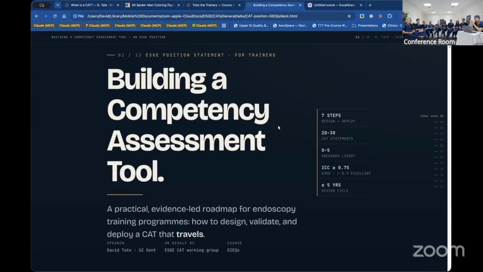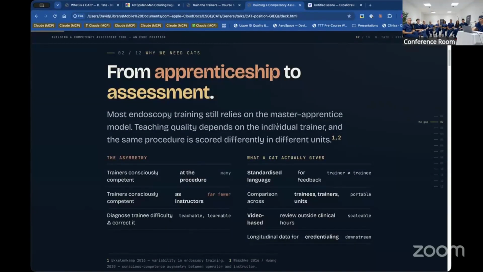Because if you don't use the same language, then you will not communicate effectively. And we saw some of that yesterday, I think, in the procedures where words were being used. Pleating the colon was one, I think, Manmeet, that we had, and was not received by the trainee because the language wasn't clear. And I think that is something which we can learn from, and something which a competency assessment tool can help with. So it gives standardized language for feedback.